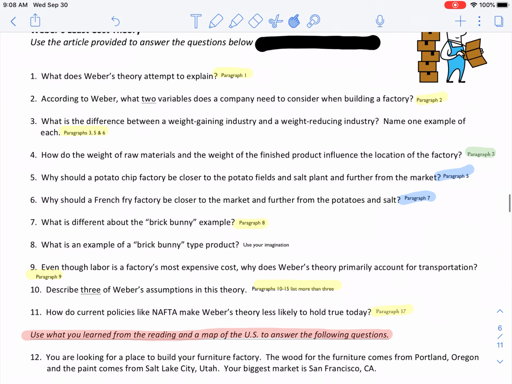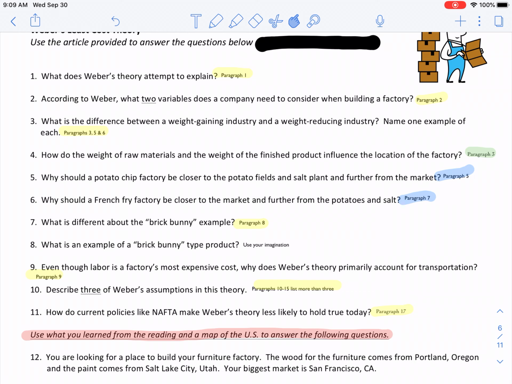The first 11 questions are just comprehension questions for you, and what I've done is listed the number of the paragraph where you can find the answer, as well as the color of the highlight that you should be looking for. There are some paragraphs that contain information that will answer multiple questions, which is why some of them are in different colors. So use that process to answer 1 through 11.